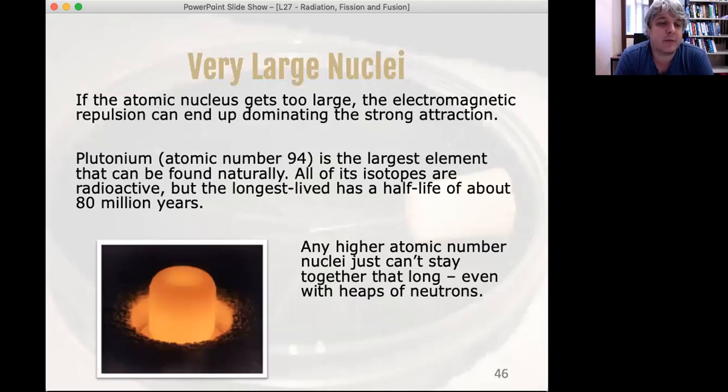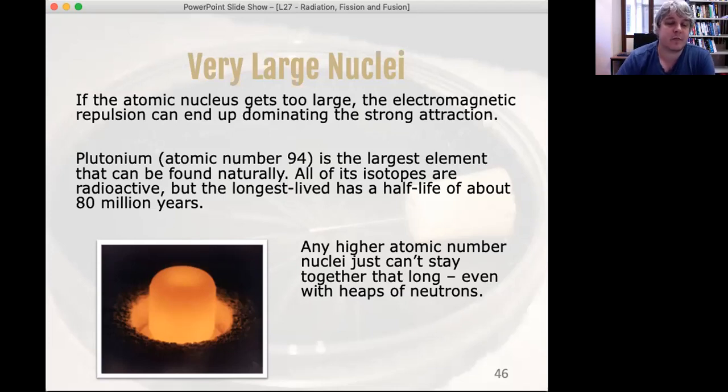All of its isotopes are radioactive. There are no stable isotopes of plutonium, but some of them have very long half-lives. I haven't written which isotope, and I've forgotten which one it is, but one of the isotopes has a half-life of around about 80 million years, and so that means that it can still exist for a long time. It will eventually decay, but it can exist for a long time.